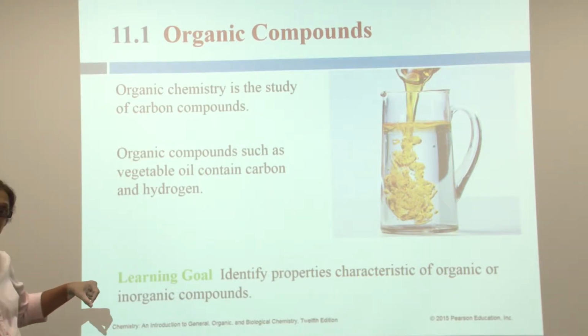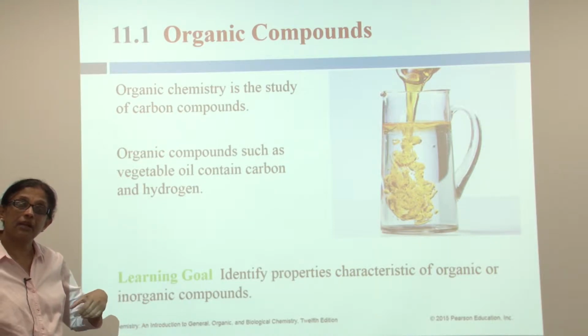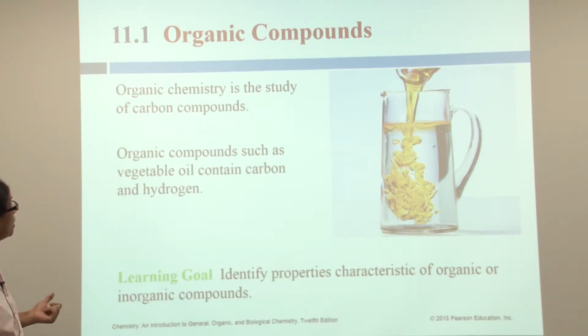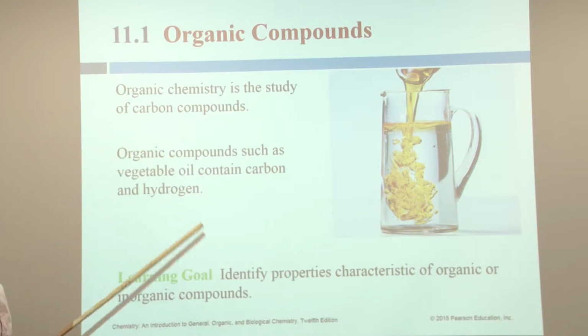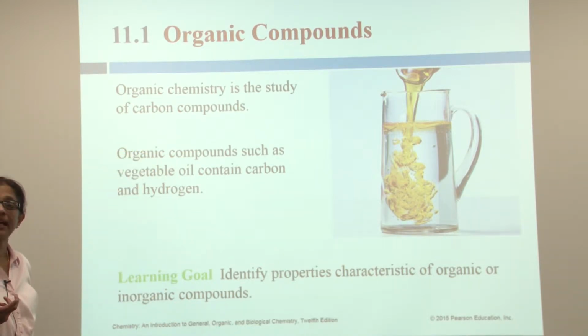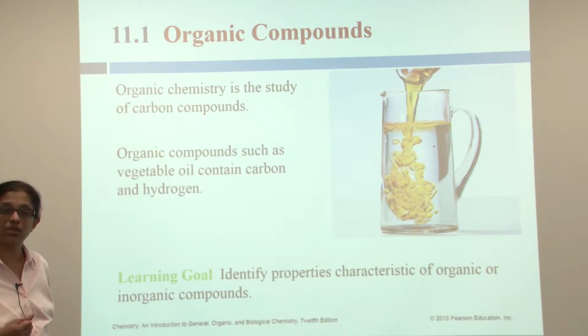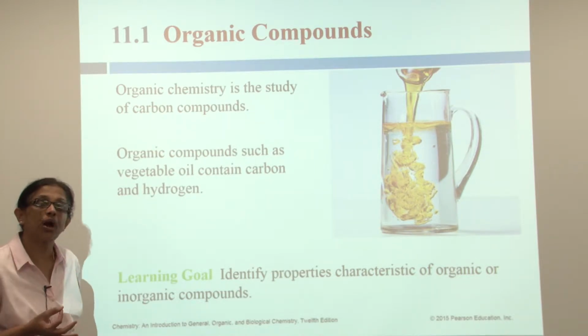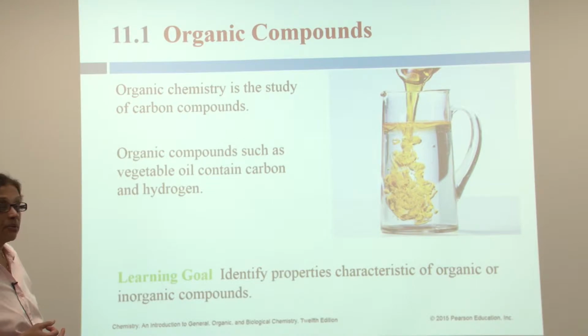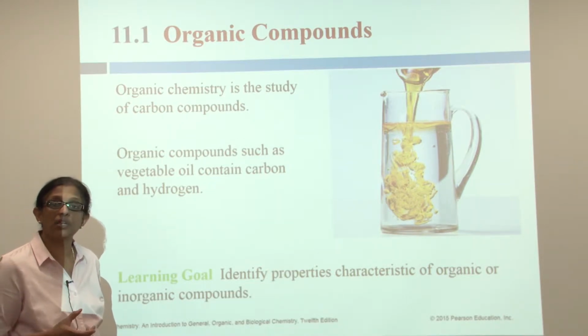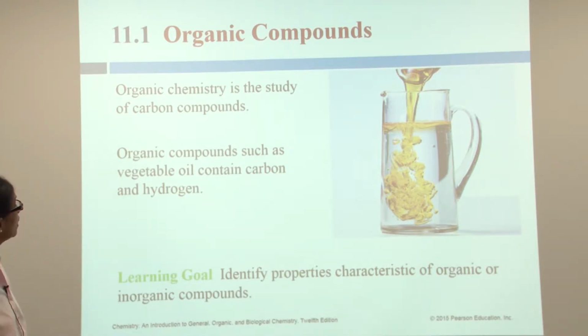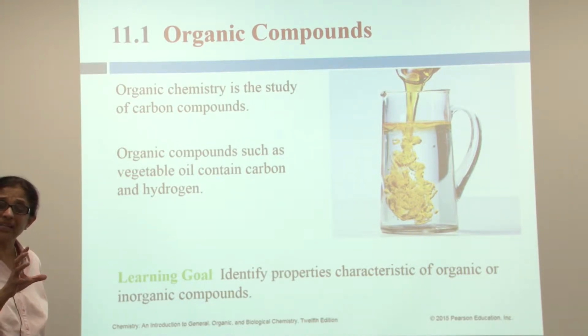Organic compounds are compounds also called hydrocarbons. So carbon compounds. Carbon compounds come under organic chemistry. Organic compounds or carbon compounds are made up of carbon and hydrogen. They're also called hydrocarbons. Organic chemistry is the study of carbon compounds. Their basic components are carbon and hydrogen.